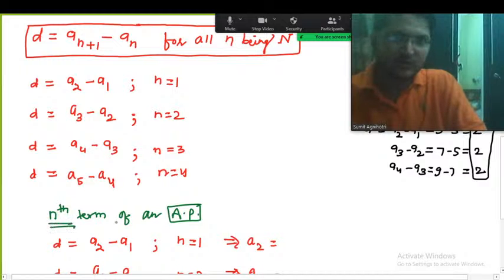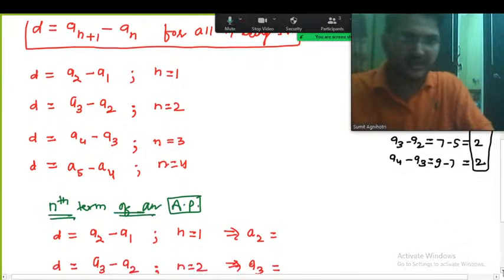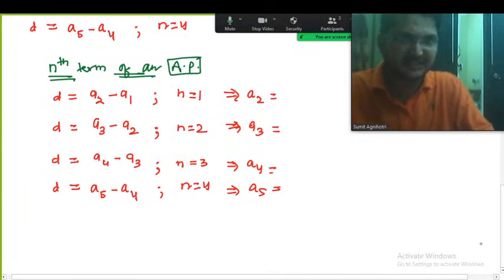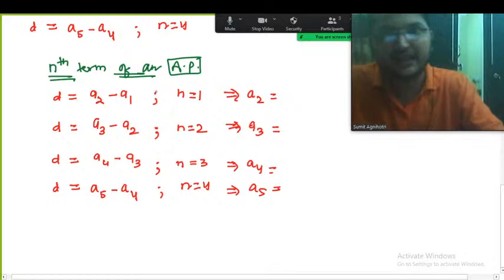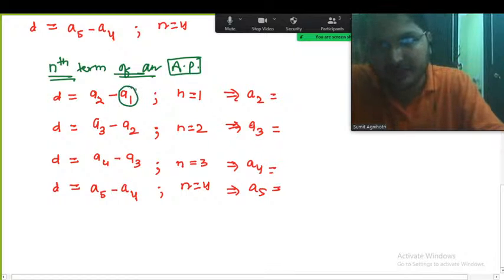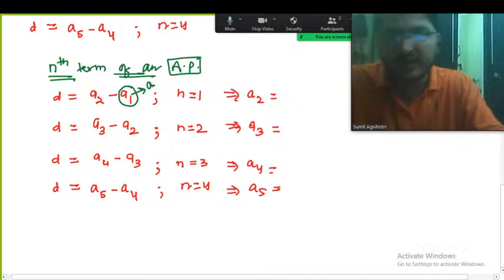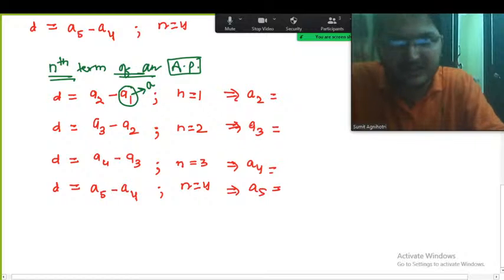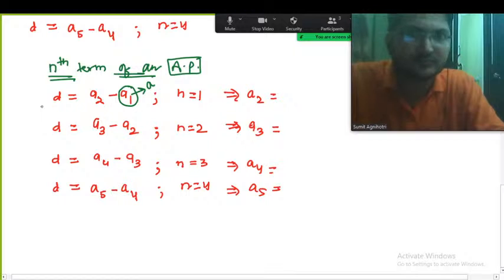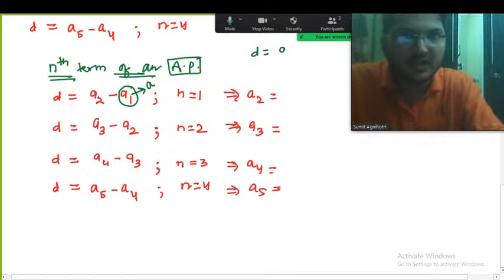Nth term means we are going to generalize any term of an AP, and for the same we are going to take the help of this D. First, if I want you to write A2, what will you do? Let's say I'm replacing the first term by A, and now I want you to tell me A2, the second term. What will you do? You will just shift this to the left side. You will do the same thing. You are having D equal to how much? A2 minus A.